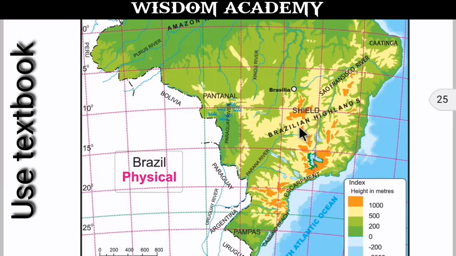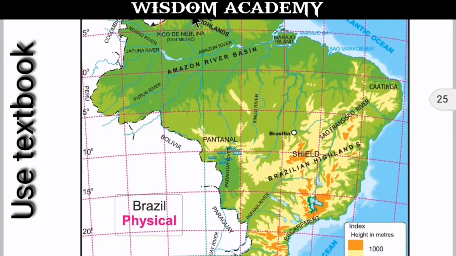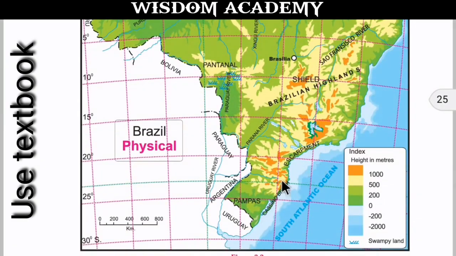Let us see what are the physiographic divisions of Brazil. First, we are having highland. There are two highlands, Guiana Highland and Brazilian Highland. Highland are just like plateau region. Then here we are having great escarpment. This is the region of great escarpment.